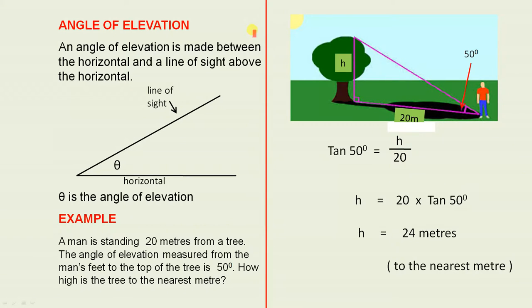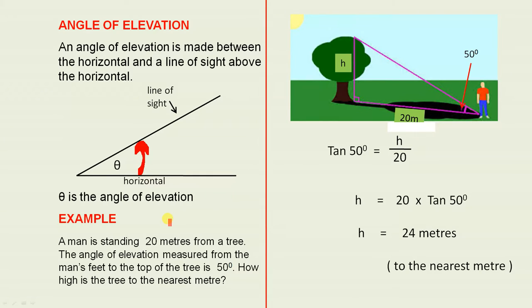Angle of elevation. An angle of elevation is made between the horizontal and a line of sight above the horizontal. So there is your horizontal, and there is the line of sight, and this is your angle of elevation. Now elevation means up, so measuring from the horizontal, you measure up to get the angle of elevation. So theta is the angle of elevation.